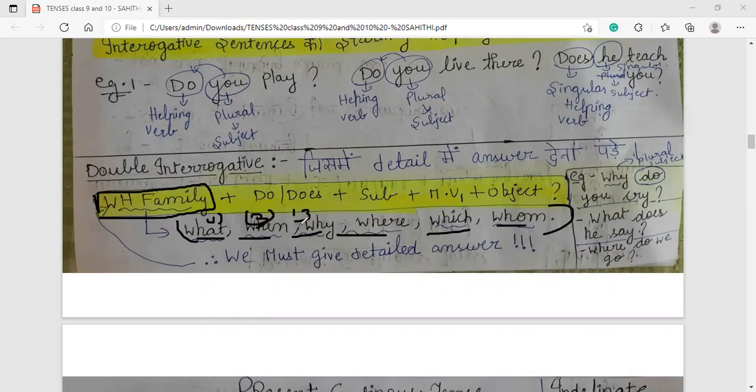What, when, why, where, which, whom. This is the WH family. Got it? So in the WH family, you're going to give a detailed answer. In an interrogative sentence, look: Do you play? Yes. Do you live there? No. Does he teach you? Yes. So here the answers are yes and no.